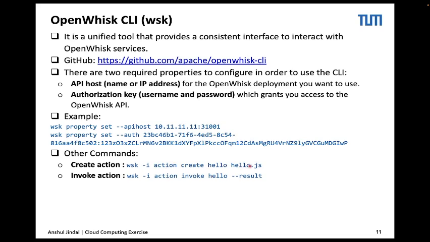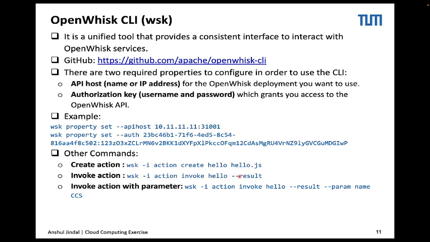Now, if you remember from the last exercise, we saved it as a hello.js file. Now we will be creating this function over here with the name hello. And if you want to invoke that function, now that you have deployed it within OpenWhisk, you can invoke it using this command, whisk action invoke hello, and then you can specify the result.